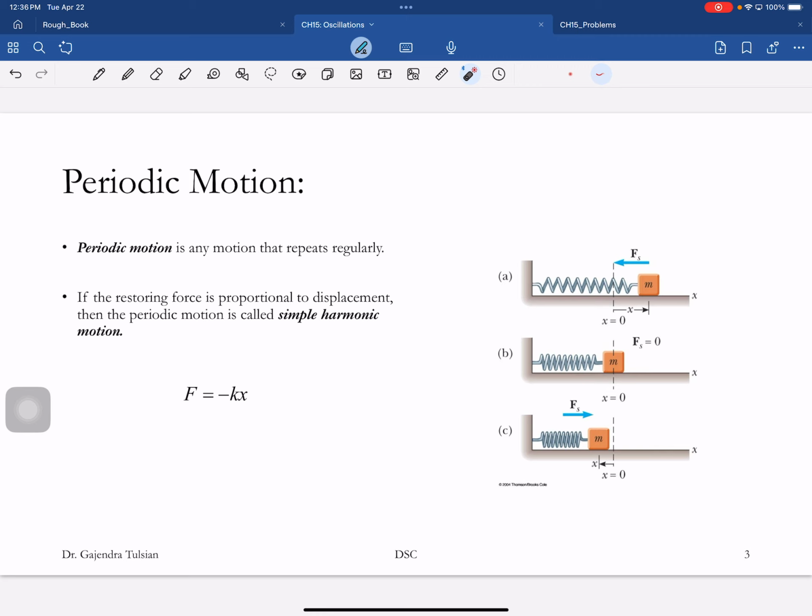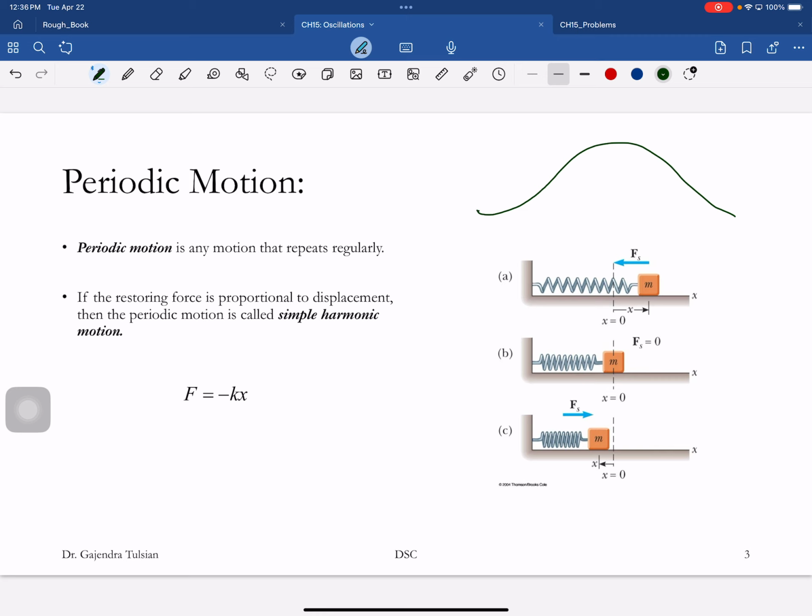If I compress the spring, what is the spring trying to do? Again, bring it back to the equilibrium position. So the force that the spring exerts when the system is disturbed is a restoring force. It's a restoring force because the forces that come into play are trying to restore the system back to its equilibrium position.